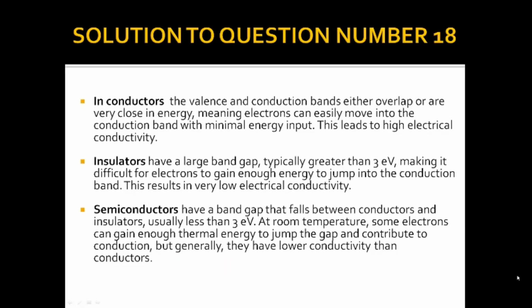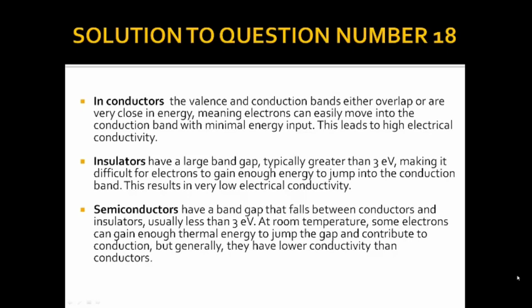In conductors, the valence and the conduction bands either overlap or are very close in energy, meaning electrons can easily move into the conduction band with minimal energy input. This leads to high electrical conductivity. In fact, in conductors, the energy band gap should not be up to 3 electron volts. It should be quite small. It should not be up to 3 electron volts for it to conduct. The energy band gap shouldn't be more than that.